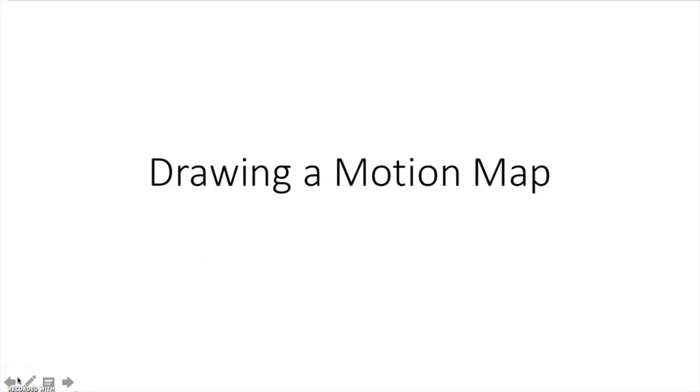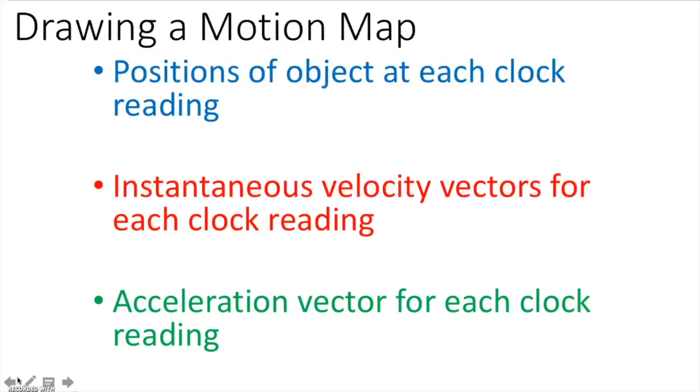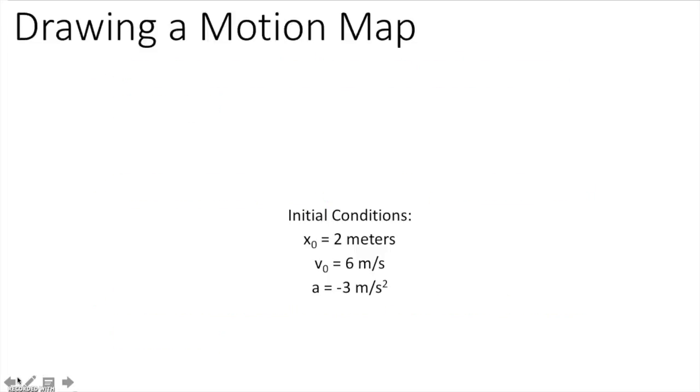This video is a tutorial on drawing motion maps. In it, we'll discuss positions, instantaneous velocity vectors, and acceleration vectors. Here are the initial conditions for our example. To follow along easily, I've color-coded the position, velocity, and accelerations.